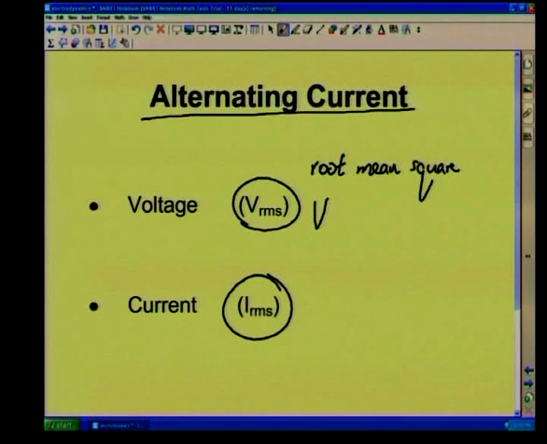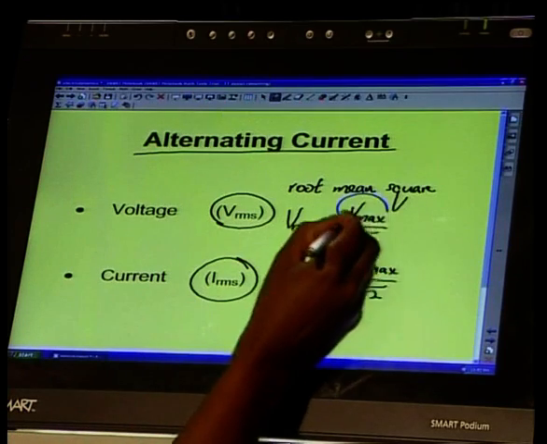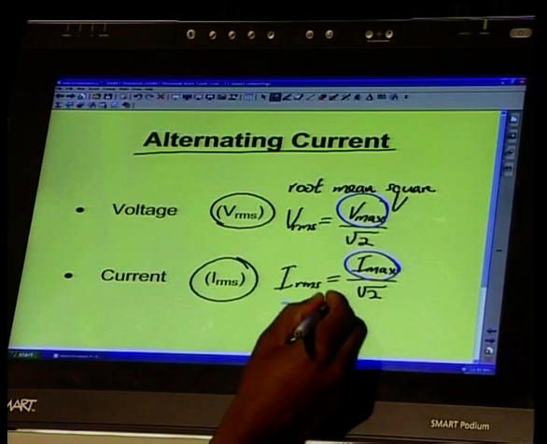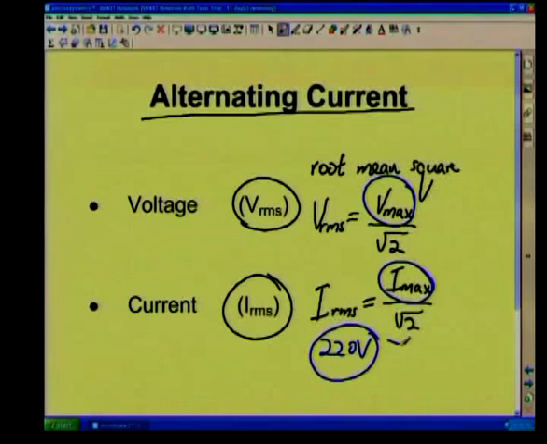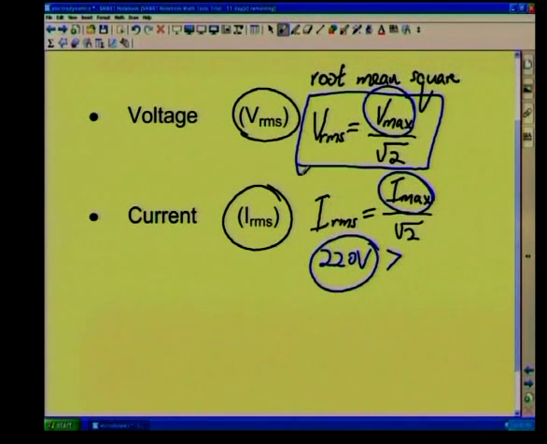VRMS is given by the maximum voltage divided by the square root of 2. In the same way with current, IRMS will be given by I maximum divided by the square root of 2. So this means we are not receiving the maximums in our homes. If we are told that the voltage we are receiving is 220 volts, the maximum voltage is not this one. It's something bigger than that. So that's how we find our root mean squares and maximum values.